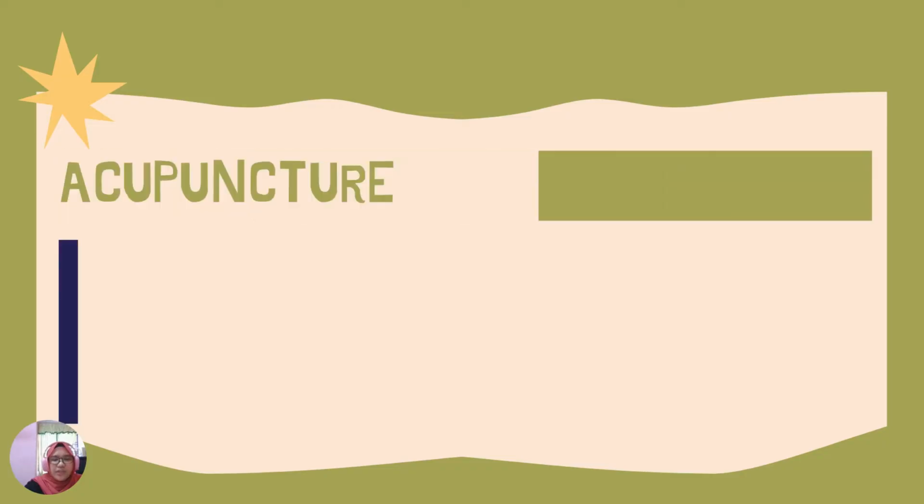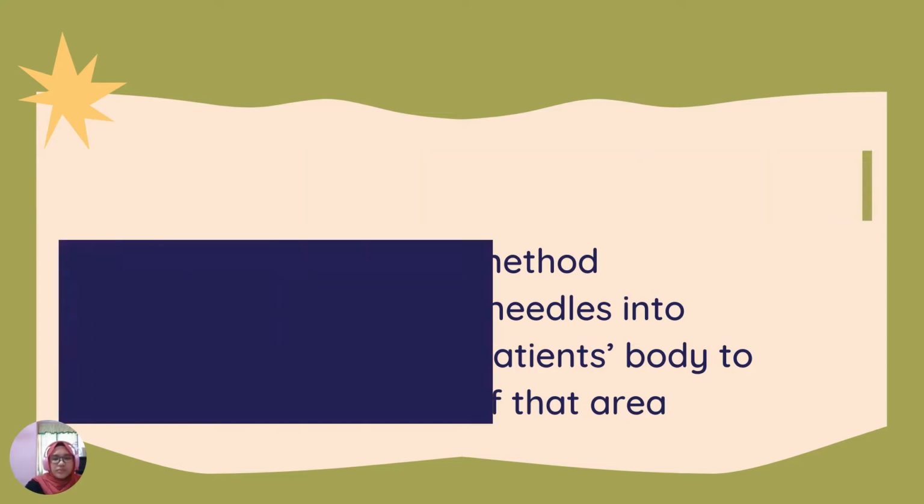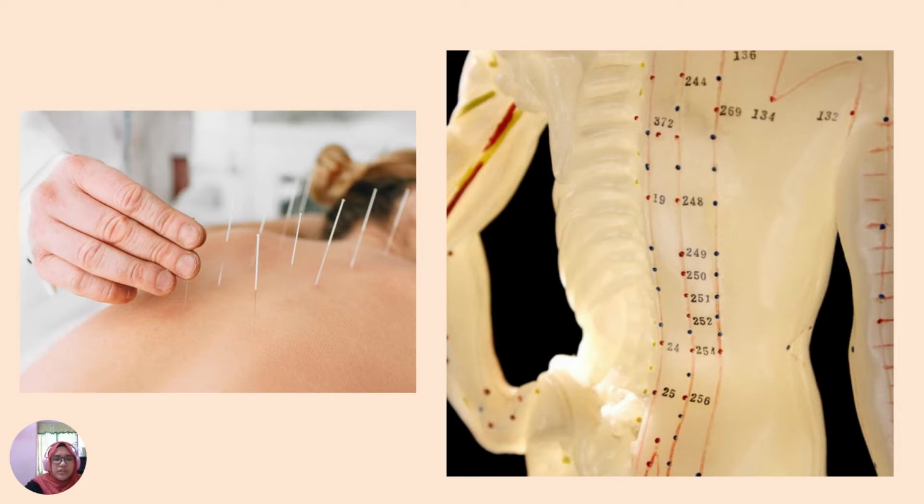Next, the patient can also do alternative treatment. How? The patient can do acupuncture. Acupuncture is actually a traditional Chinese method. How is it done? The acupuncturist will insert very small thin needles into specific points of the patient's body so that it will stimulate the blood flow of that area. So this is how acupuncture is done. Only a small needle will be inserted at a certain point of the body.